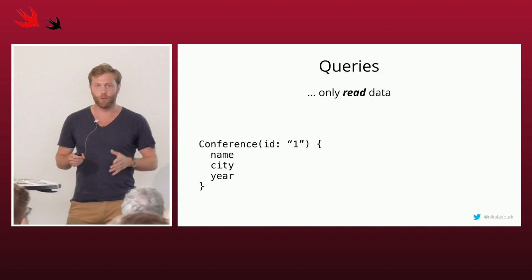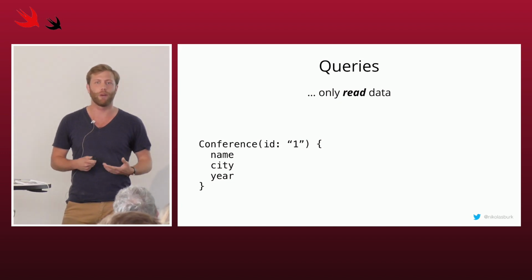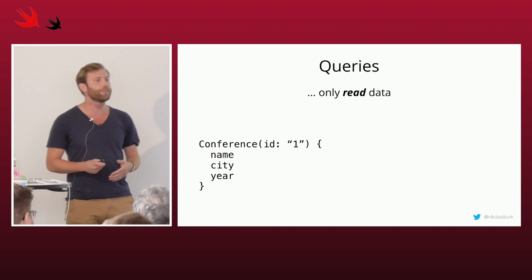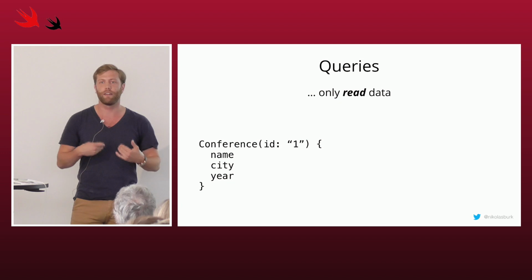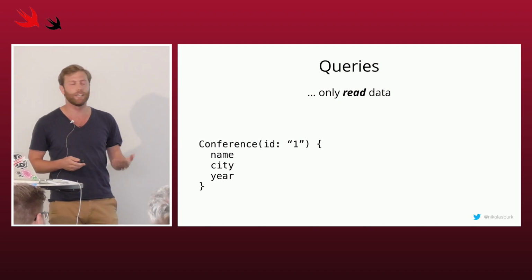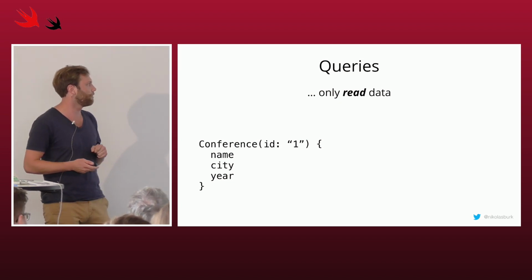Before we get into the demo, let's talk about 2 really important concepts that you have to know when working with GraphQL. And the first one I just mentioned, that's a query. A query you send over when you want to just fetch data from the backend. Here we have a query where we are asking for one particular conference, and we're asking for the name, the city, and the year of that conference.